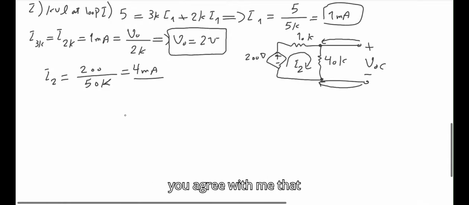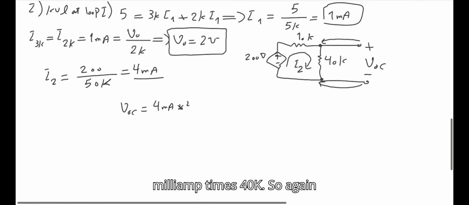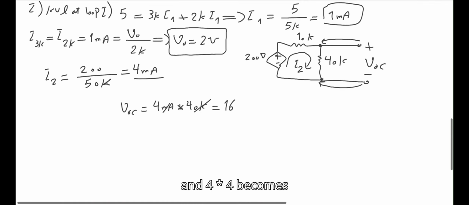I hope that you agree with me. The V of OC is my current, which is 4 milliamp times 40k. So again, kilo and milli cancel out, and 4 times 4 becomes 16 volts. 16 volt is my Thevenin voltage.